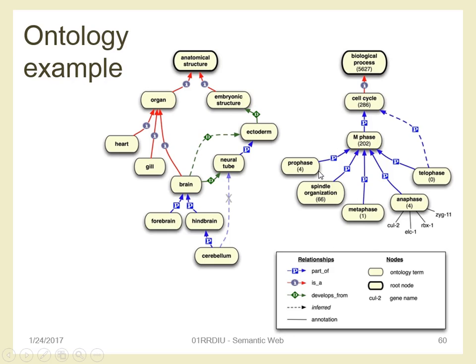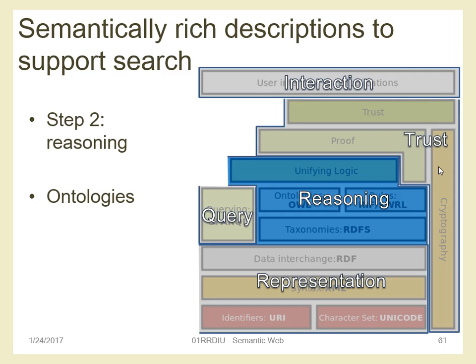Or here they decide to use another kind of relationship, develops from. So the brain develops from the neural tube, and so on, then inferred annotations. This link, inferred, means that the ontology is where you can do some reasoning, and reasoning means adding extra relationships among existing terms. So the next step will be this semantically rich description, and this problem has to do with ontologies and is what links with the reasoning, so adding extra information from what is already modeled.